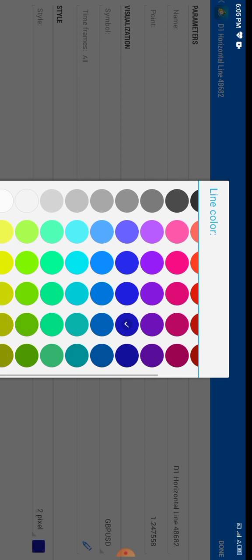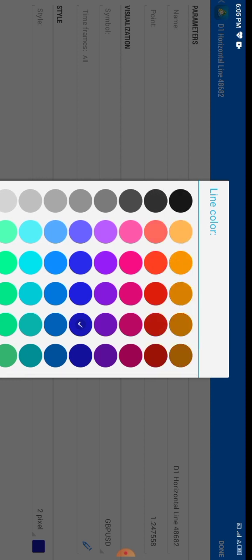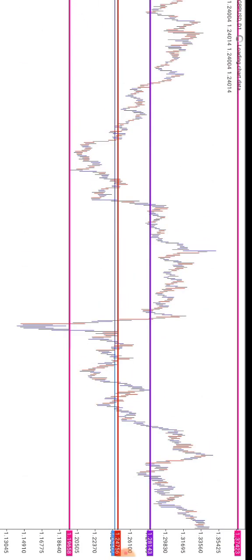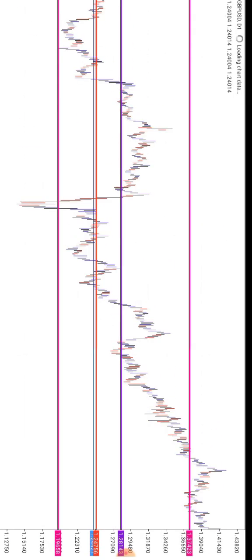I don't know. I think after is red. Let me try 3 pixels. Okay, I think it should be clear enough like this now.